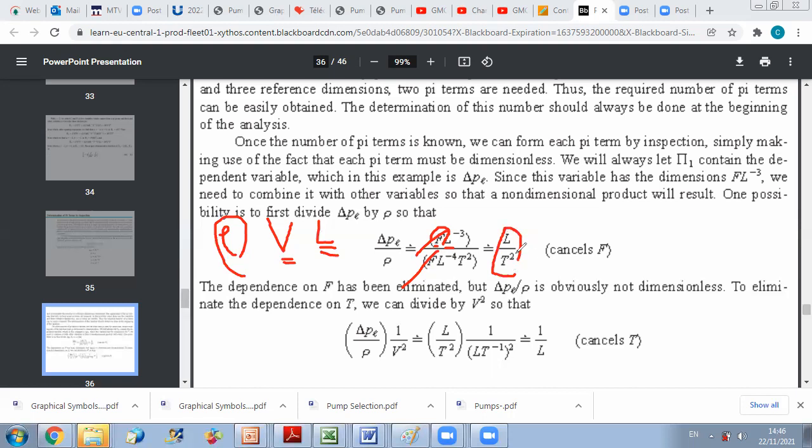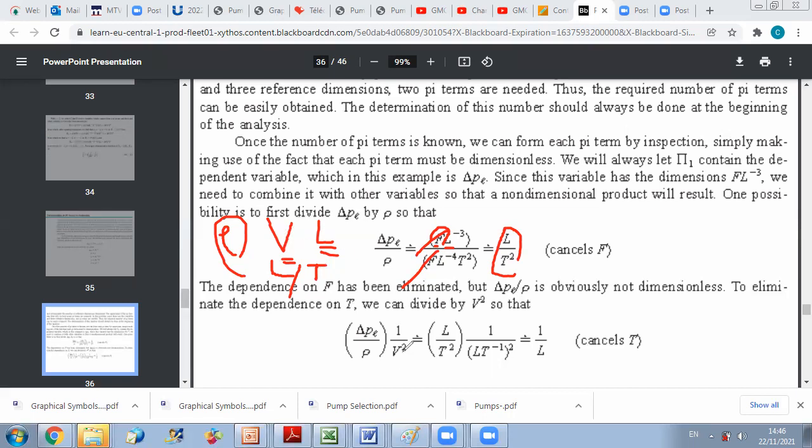Why will I do this? Because the only variable that has time is V, which is L over T, while L is present in two variables. So right away I try first to eliminate the variable present only once. We started with F, which is present only in rho, and F is gone. Now T is only present in V, so the next step is to eliminate T.